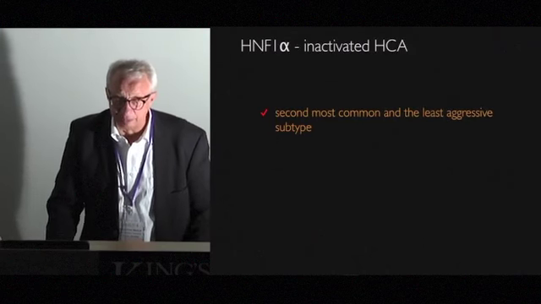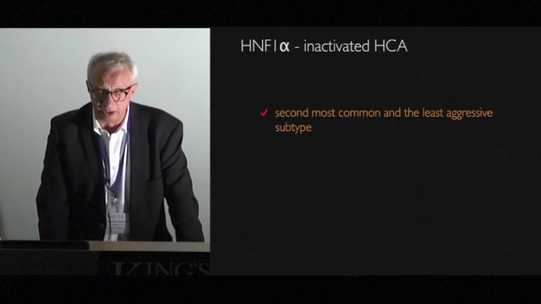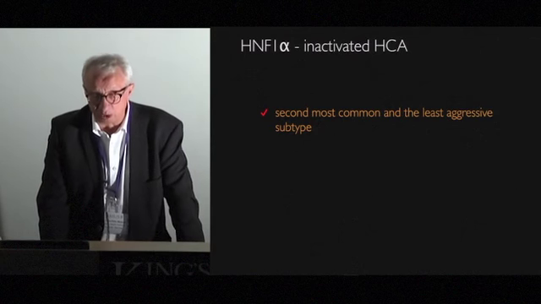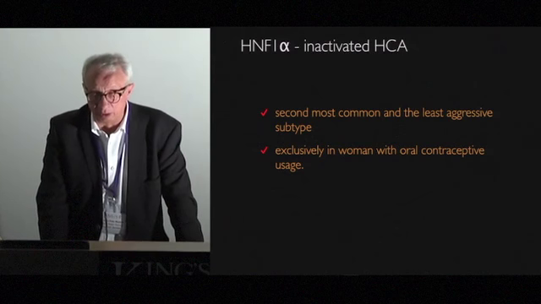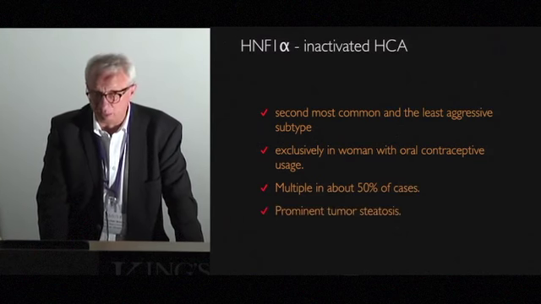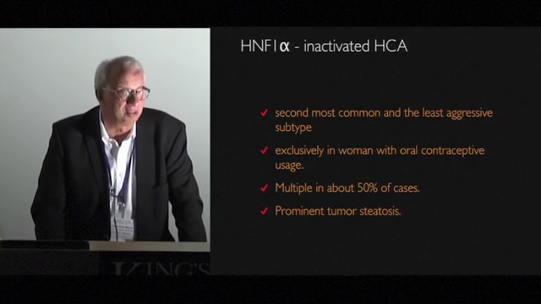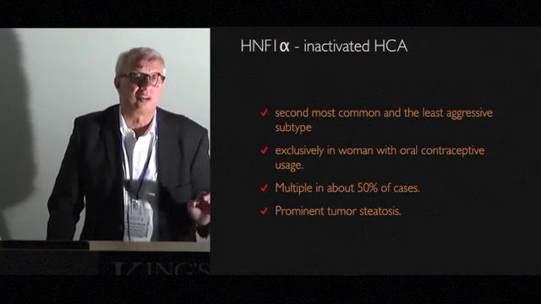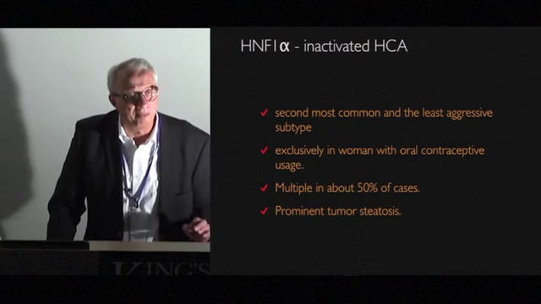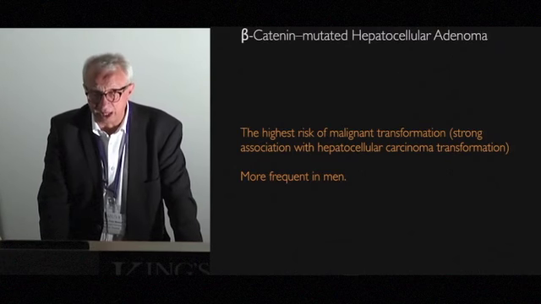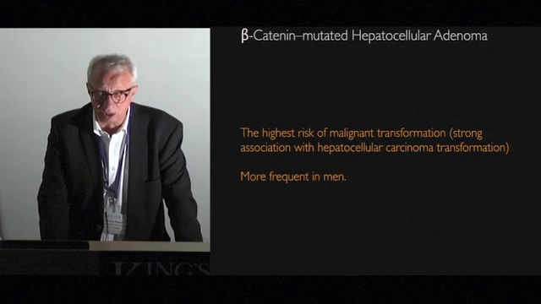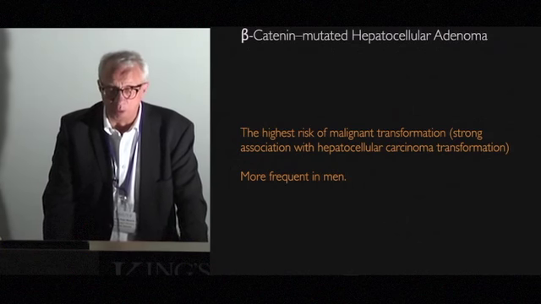And then we have these HNF1 alpha inactivated HCA, the second most common one and least aggressive subtype, only in women with oral contraceptiva, multiple in about 50% of cases, prominent tumor steatosis. So this is important. The tumor steatosis you can see because on grayscale they are hyperechoic lesions. And the beta-catenin mutated HCA, they have the highest risk of malignant transformation and are more frequent in men.